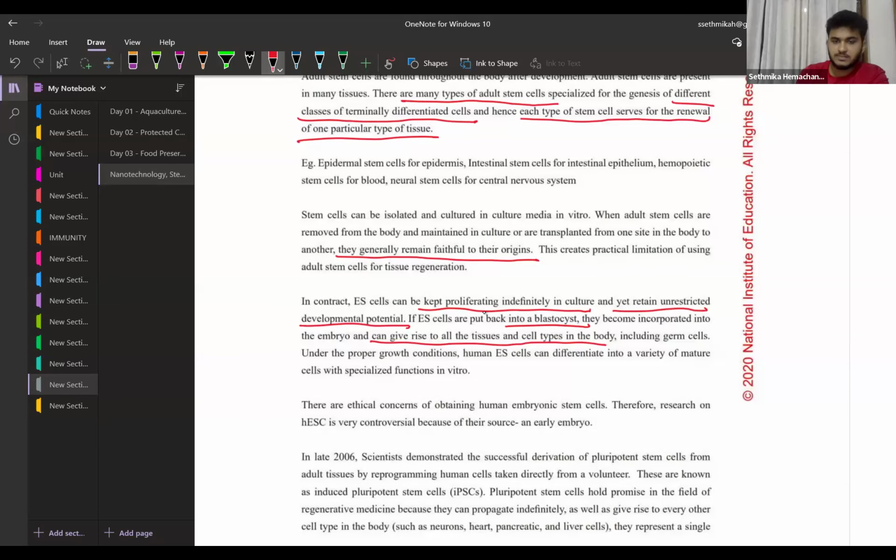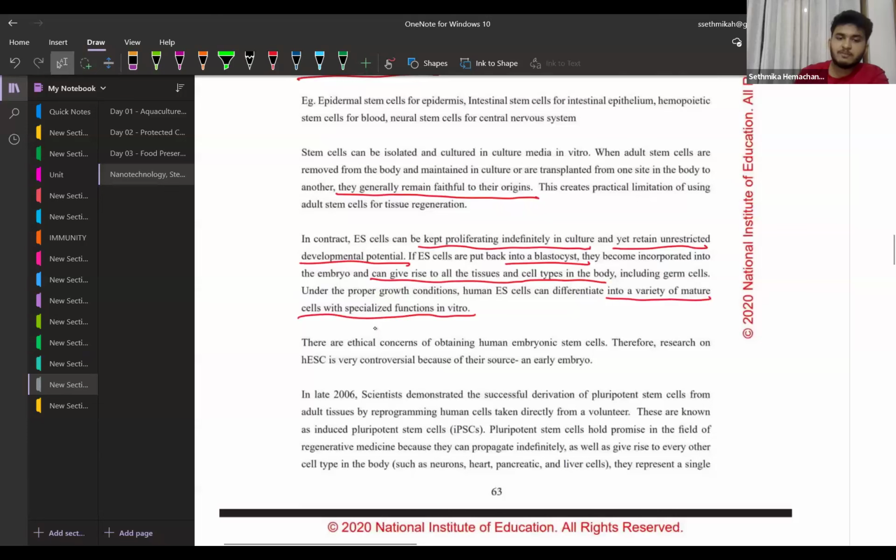Under the proper growth conditions, human embryonic stem cells can differentiate into a variety of mature cells with specialized functions in vitro. There are ethical concerns of obtaining human embryonic stem cells. Therefore, research on human embryonic stem cells is very controversial because of their source, an early embryo.